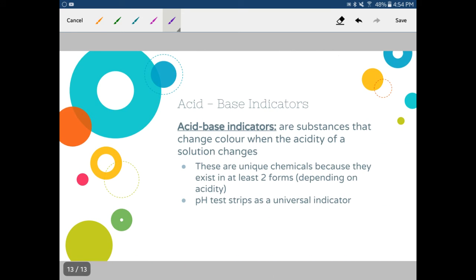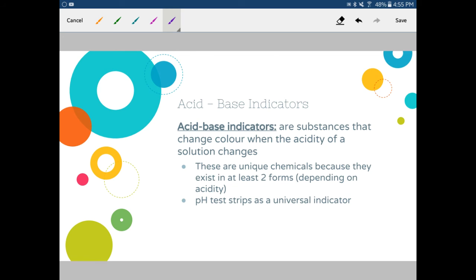So one last thing to look at. You have these things called acid-base indicators, and acid-base indicators are essentially substances that change color with the acidity of a solution. Now we have a variety of acid-base indicators, one of them being red cabbage juice. If you have a chance, boil up some red cabbage and test the acidity of different solutions, and you will get a pretty cool color change based on different acidities. These indicators generally have 2 forms, and which form they exist in depends on how acidic a substance is. You will learn a great deal more about what acid-base indicators really are in Chemistry 30.